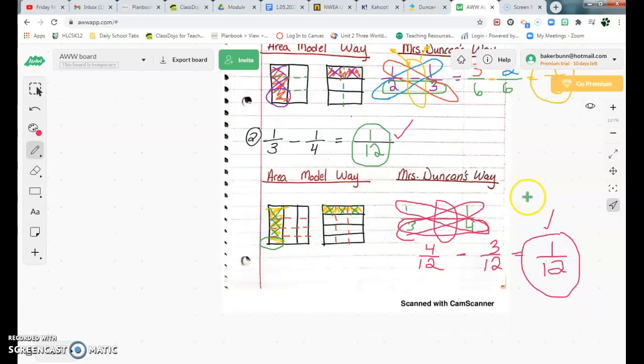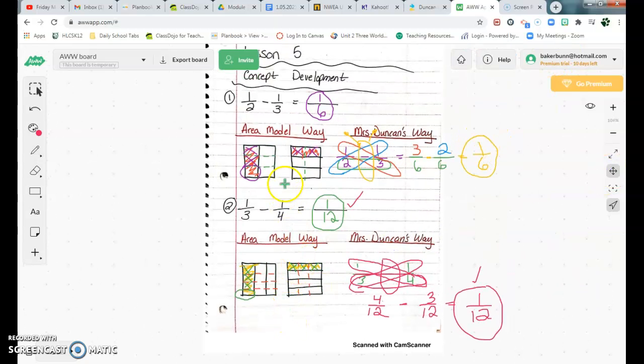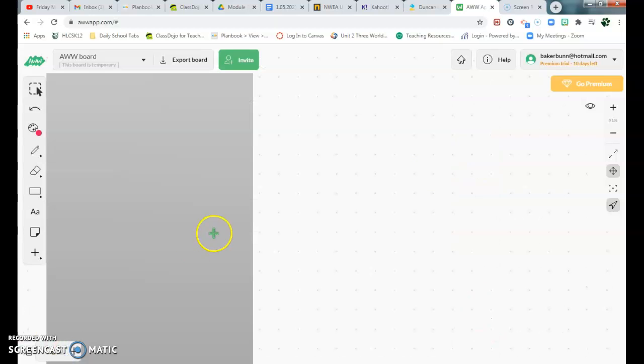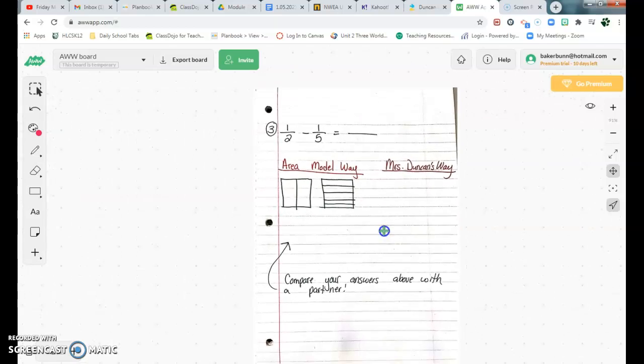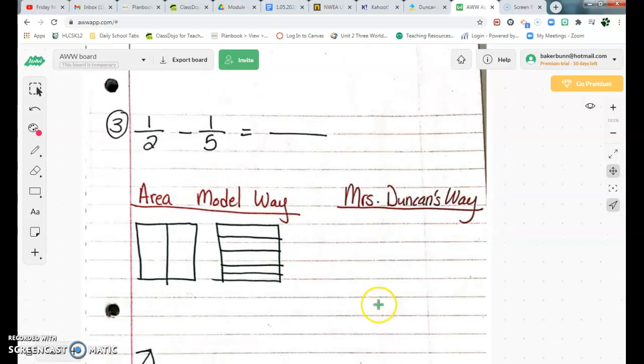Again, we are just working on solving these in 2 different methods. We've got the area model way and Mrs. Duncan's way. All right, we have a back side to this. We only have 1 more problem on the back here. I'll flip this over. There we go. And we're going to go ahead and answer this final one.